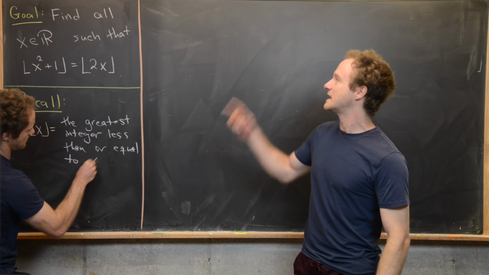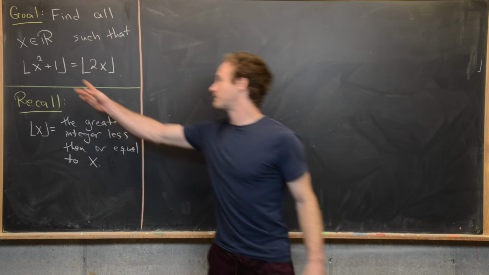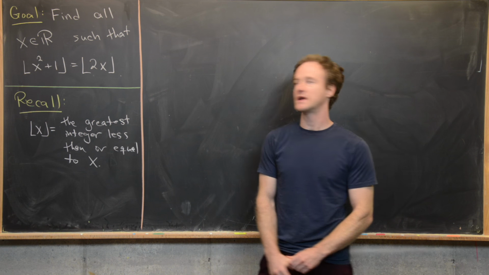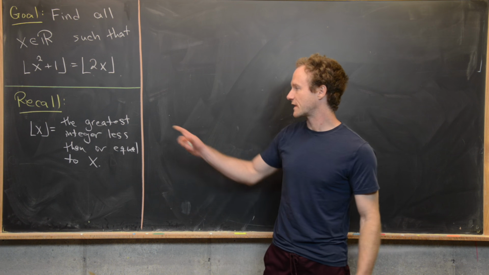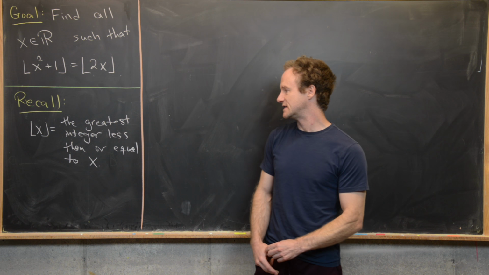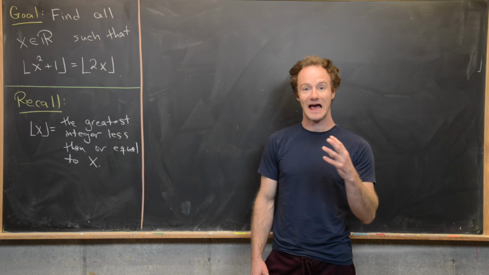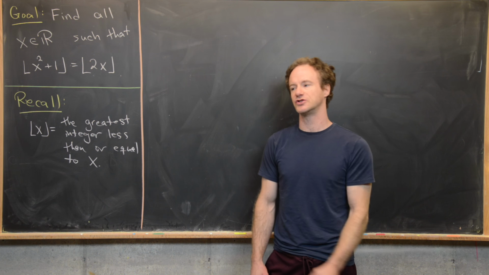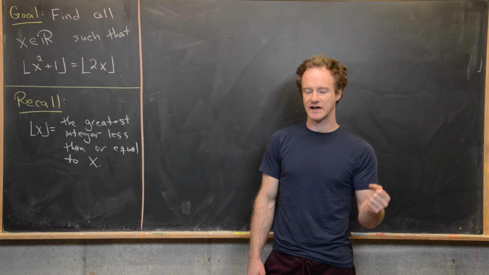So our goal here is to find all real numbers x such that the floor of x squared plus 1 equals the floor of 2x. And I want to recall really quick that the floor of x is defined to be the greatest integer less than or equal to x. So I like to think about this as like an elevator down to the closest integer. So the floor of like 5.5 will be 5 because you got to go downstairs.